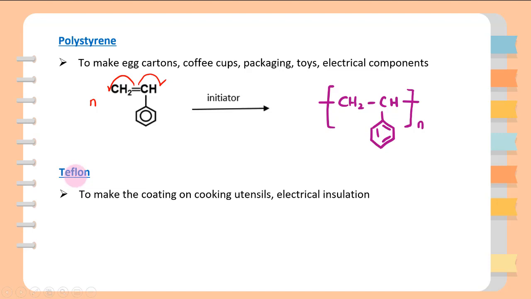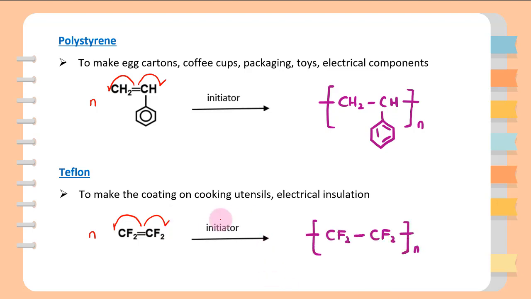And the next example, we have Teflon. The uses are to make the coating on cooking utensils and electrical insulation. So this is the structure of the monomer of Teflon, and then you open up the double bond, one to the left, one to the right, and then form the polymer. Take note that the double bond now becomes a single bond. And then at the left-hand side and right-hand side, there's still a new bonding. So you have a continuous long chain here. It is just summarized into a symbol for this polymer.